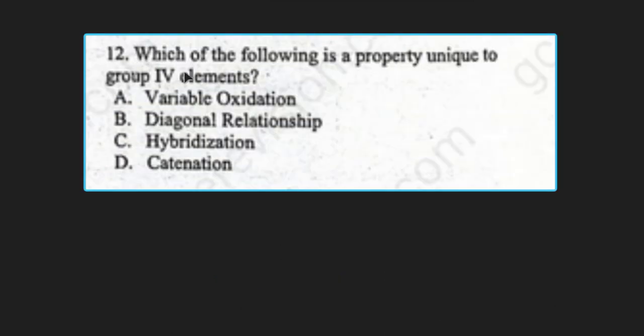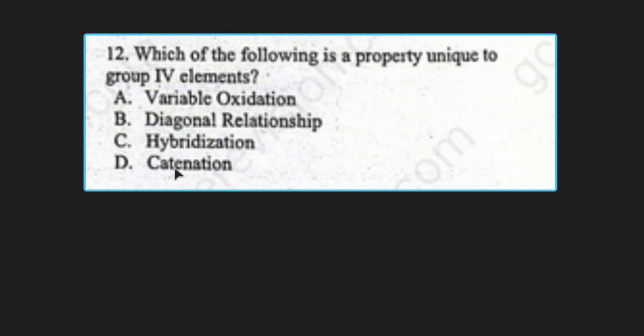Question 12. Which of the following is a property unique to group 4 elements? They say A. Variable oxidation. Variable oxidation is not unique for group 4 elements, it's rather unique for transition metals. B. Diagonal relationship, which is totally out of phase, has no relation. C. Hybridization, not true. We have D. Catenation. Catenation, we know, is predominant for carbon. We say it is able to form rings and chains.